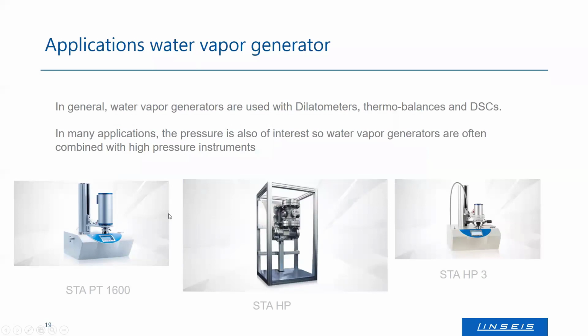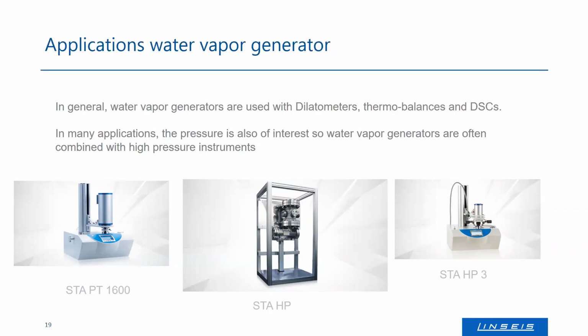Again, some applications where water vapor comes into play. Water vapor generators are also used with dilatometers, but they are mainly used in thermal balances and DSC instruments. I had one application for dilatometer here, but most people who are really using water vapor are doing reactions, not simulation of some material stability or aging of material at real life conditions. Water vapor is mainly used for reactions, decompositions, and other stuff.